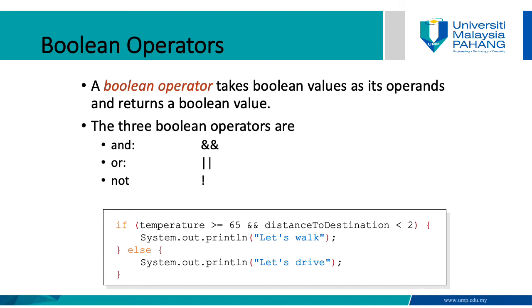So this is an example of how to use the Boolean operator. If temperature is greater than or equal to 65 and distance to destination is less than 2, System.out.println let's walk. Else System.out.println let's drive. This is the example of how you can use the Boolean operators in your programming.